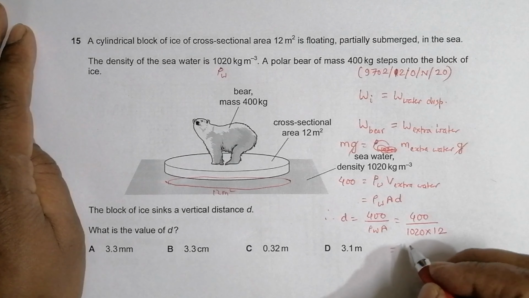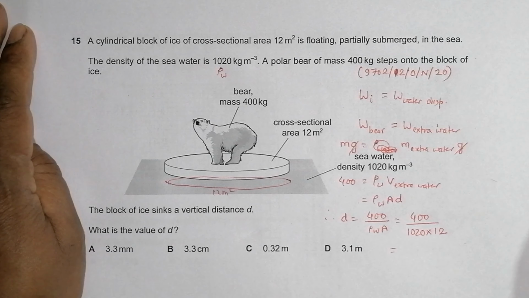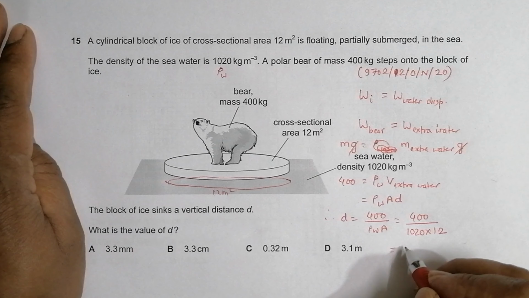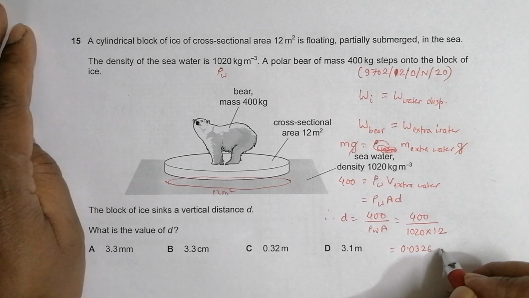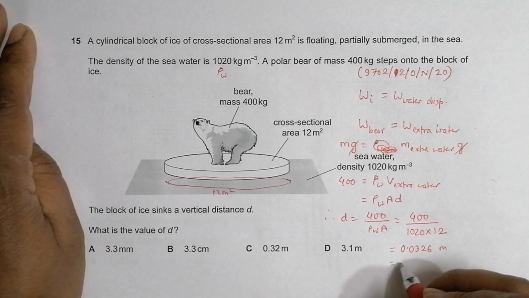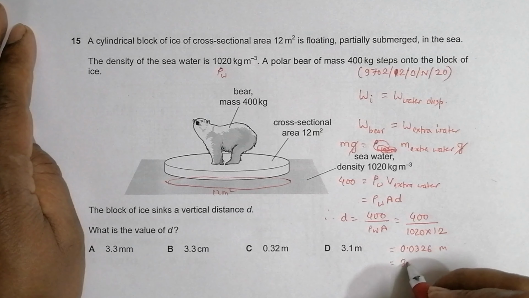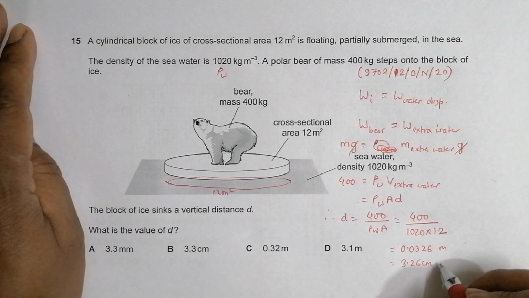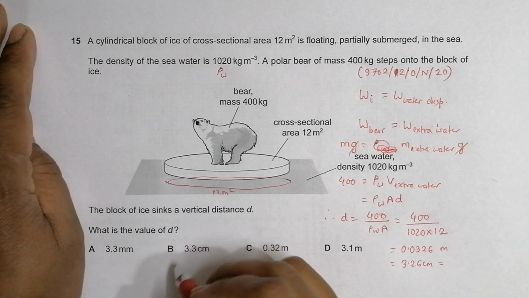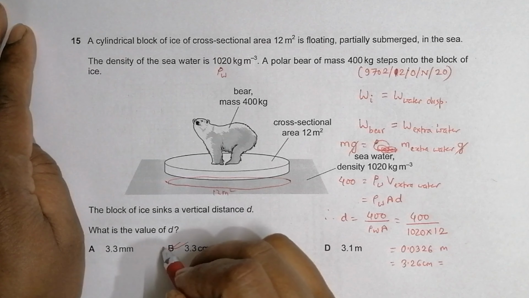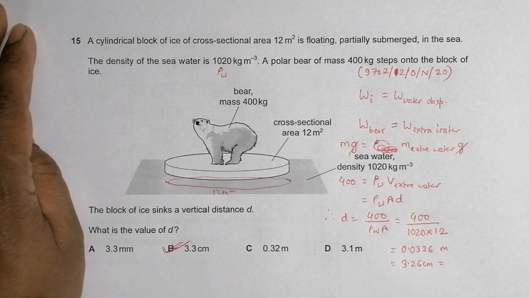So when I calculate it, 400 divided by bracket 1020 into 12 bracket, it becomes 0.0326 something meters. So it becomes equal to 3.26 centimeter, and the answer closest to it is 3.3 centimeter. So choice B is the correct answer of this question.